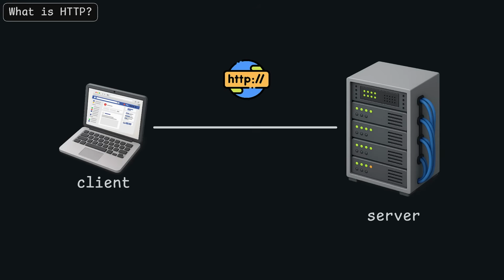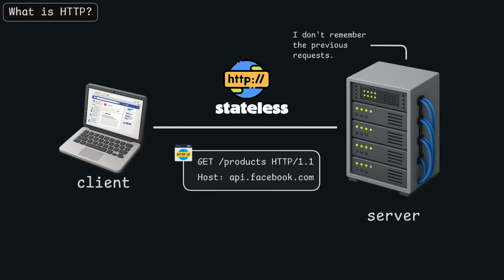One critical property of HTTP: it's stateless. The server doesn't remember previous requests. Every request is independent and must carry all the information the server needs to handle it.